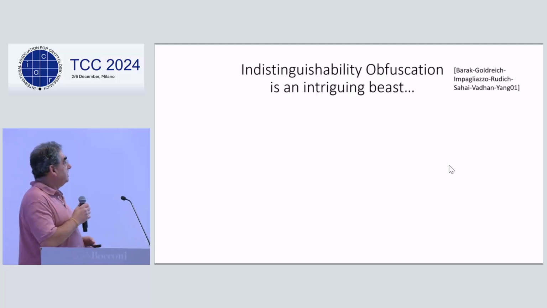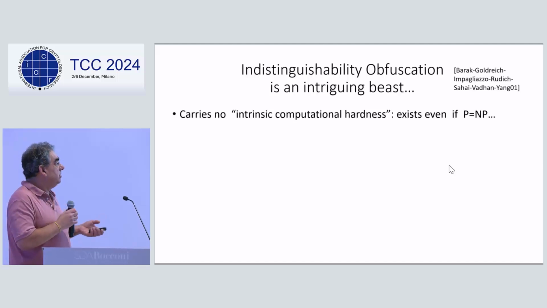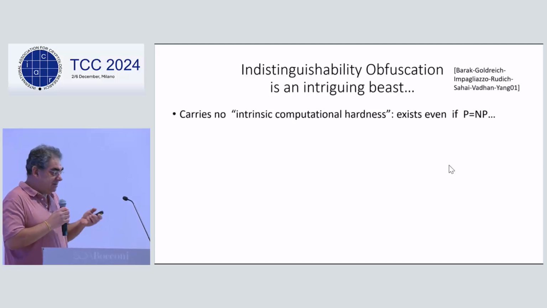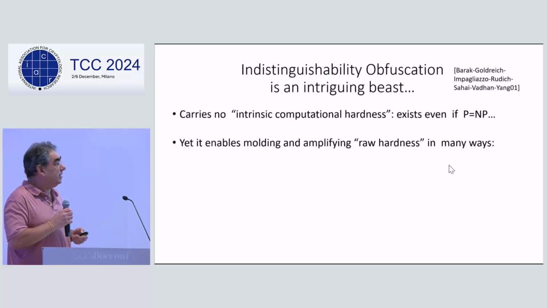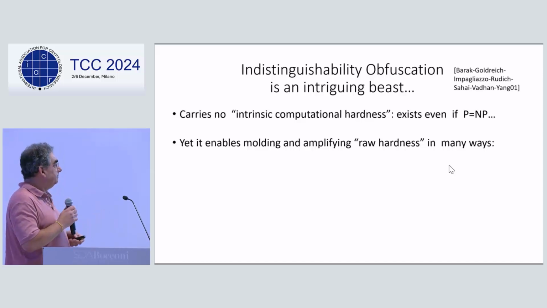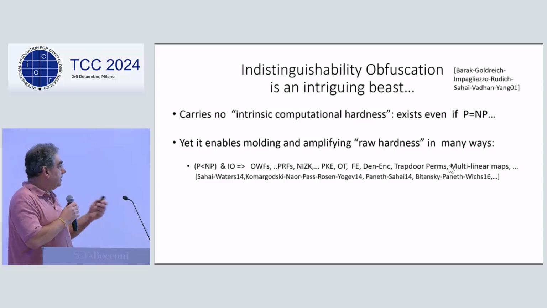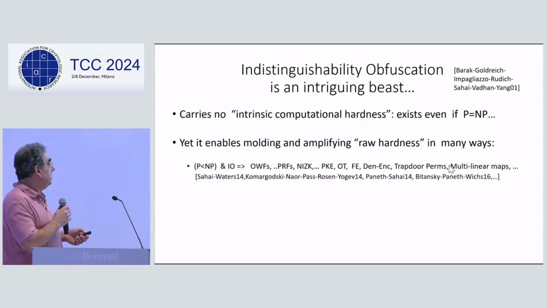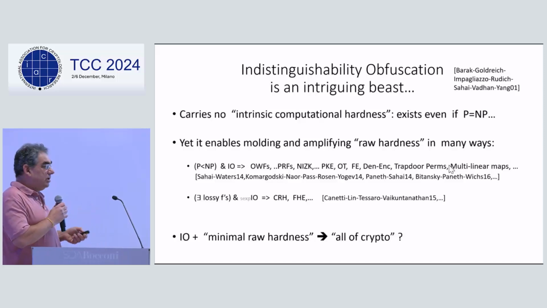Indistinguishability obfuscation is an interesting, intriguing beast, as we know. It carries no computational hardness by itself. It exists even if P is equal to NP. But we know that with a little bit of hardness, it enables amplifying and molding this hardness in many ways. In particular, just assuming that P is not equal to NP plus IO gives us 60% of crypto, and we add some more assumptions to get the rest of crypto essentially. So it's really a pretty amazing beast.